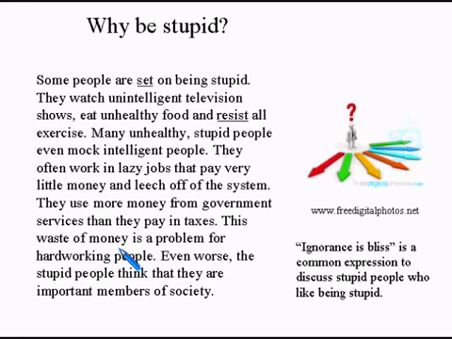Whoa, problem. This waste of money is a problem for hardworking people. Even worse, the stupid people think that they are important members of society. Ignorance is bliss is a common expression to discuss stupid people who like being stupid, like this guy. He doesn't know what to do or where to go.